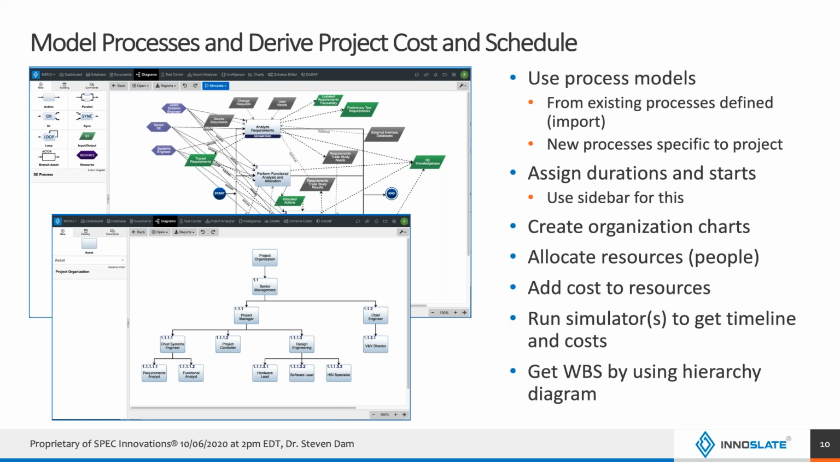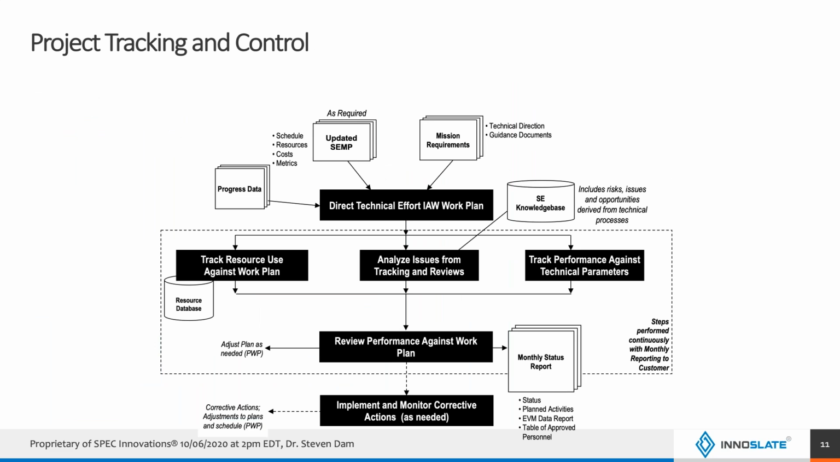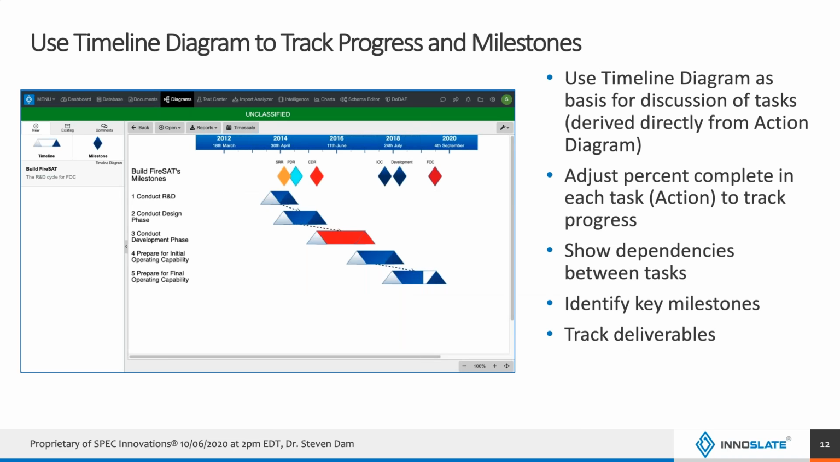Okay, so once you have a complete plan together, and obviously there are more elements to the plan than this, I'm just giving you the high level stuff. There's tracking and control. So how do I track things, tracking issues, resources, performance, looking at against the work plan, trying to capture those iterations, things like that. So there's a lot to it. One of the things we found very useful in Innoslate is the timeline diagram.